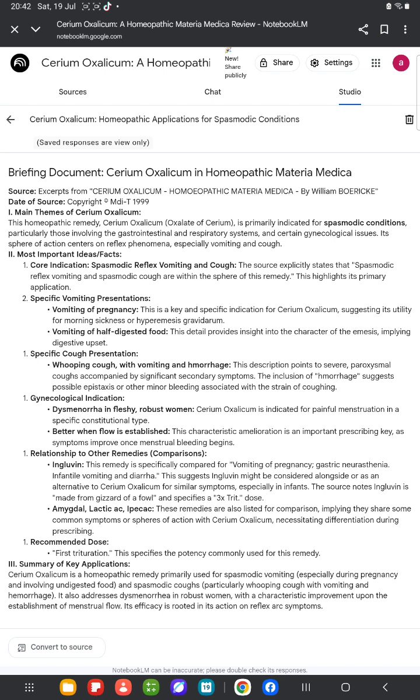And the source also just briefly lists amygdal, lactic ac, and ipecac as comparisons. Okay, those are other known homeopathic remedies. It doesn't go into detail here, but just mentioning them implies they probably shared some symptoms with Cerium oxalicum, right? Offering other options depending on the patient's exact picture. Exactly. It encourages that careful differentiation, trying to find the most precise match. Always looking for that best fit.